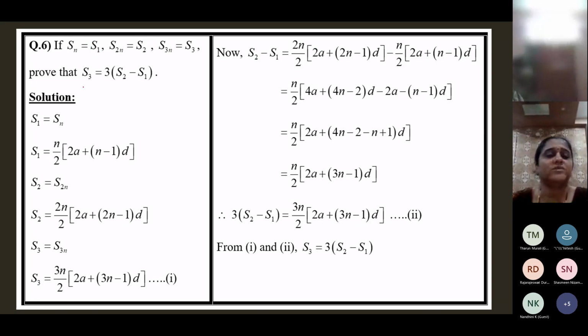So S1 is nothing but the sum to the first n terms. So S1 is equal to n by 2 of 2a plus n minus 1 into d. Then S2 means the sum to the first 2n terms. S2 is equal to S2n. So S2 is equal to 2n by 2 of 2a plus 2n minus 1 into d. Don't cancel 2 and 2. I'll tell you why. Don't cancel. Okay. Then S3 is the sum to the first 3n terms. So 3n by 2 of 2a plus 3n minus 1 into d.